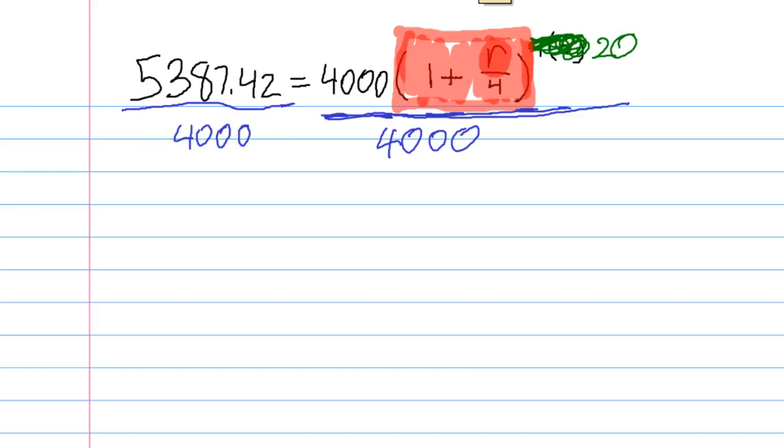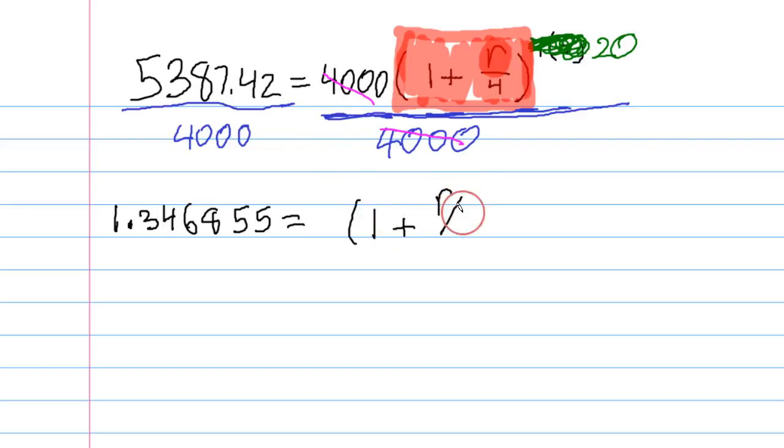So grabbing my calculator and seeing what this is real quick, 5,387.42 divided by 4,000, I got 1.346855. Now that's a lot of decimal numbers right there, but again, I'm capturing as much as I can to keep my calculations accurate. Okay, over here on this side, it's just going to cancel out. So that's pretty straightforward. So now what I'm left with is this red box with the exponent. So I can say this is 1 plus r over 4, still raised to the 20th power.